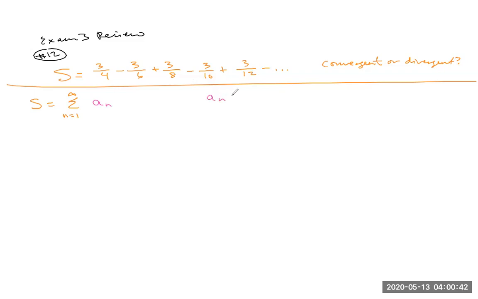So for A sub n, think about a pattern between your numbers. On the top, we see that there's always a 3. And on the bottom, you have n equals 1, 2, 3, 4, 5. Find a pattern between these numbers. For our pattern, it's going to be 2n plus 2.